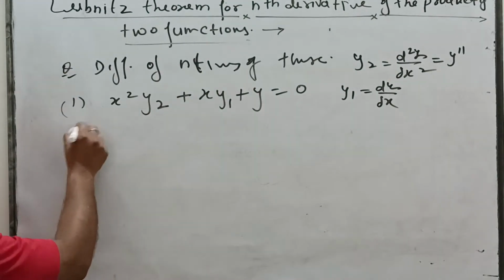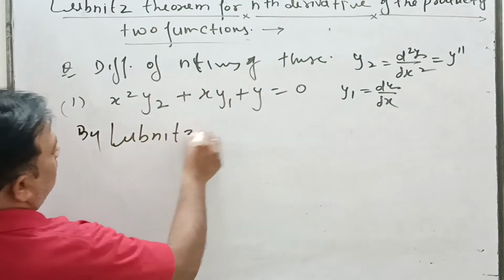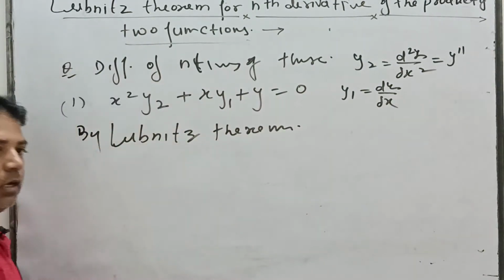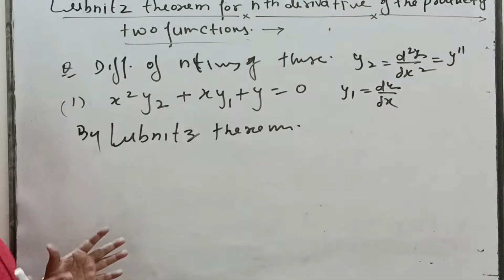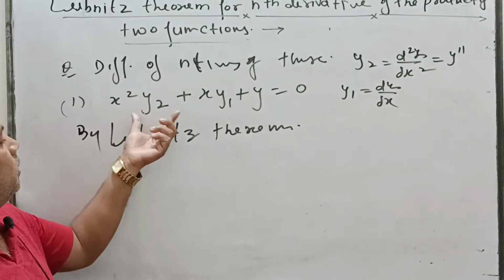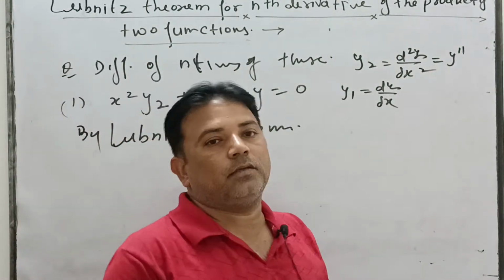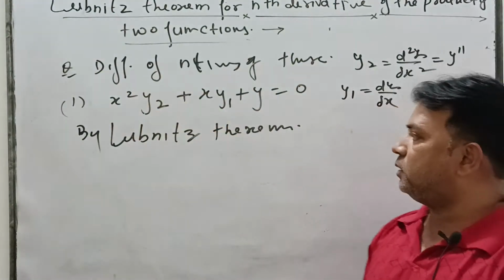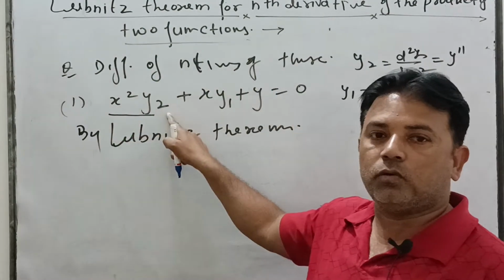Leibniz theorem is for the product of two functions. First we decide, for the given function, what is u and what is v. We find u and v separately from the given function. You know there are two functions here, x square and y2.